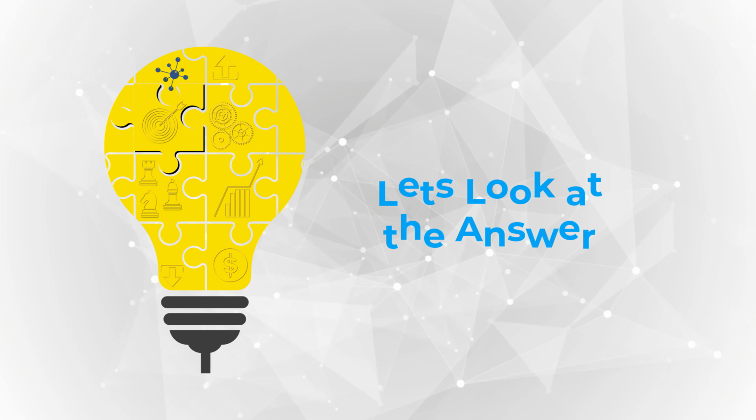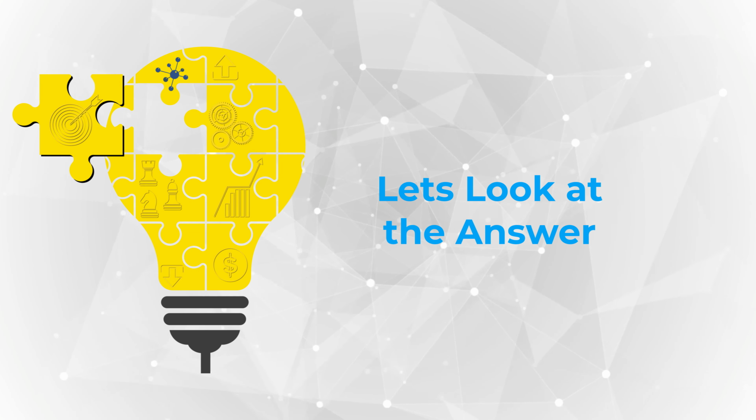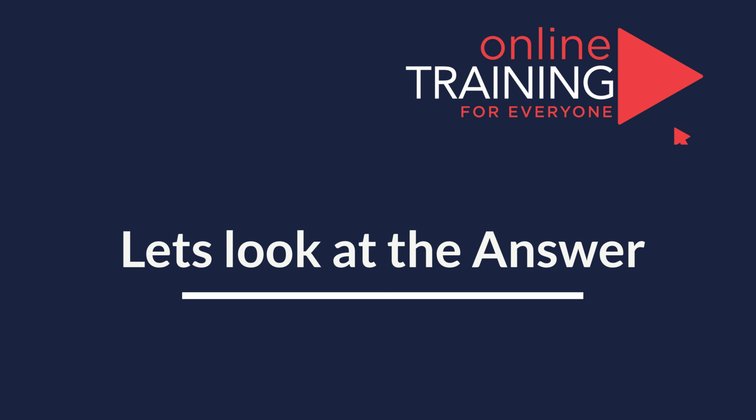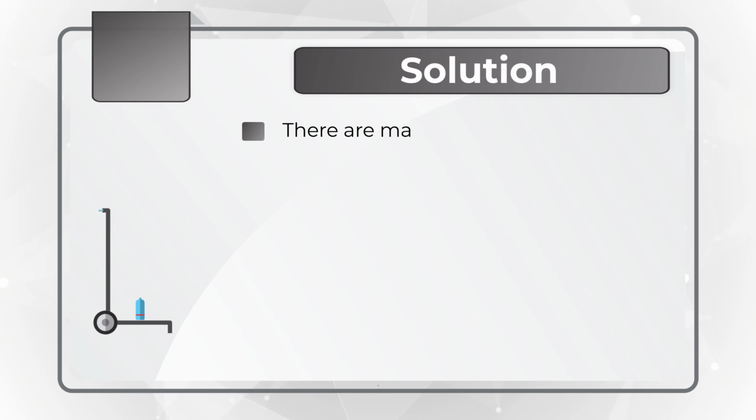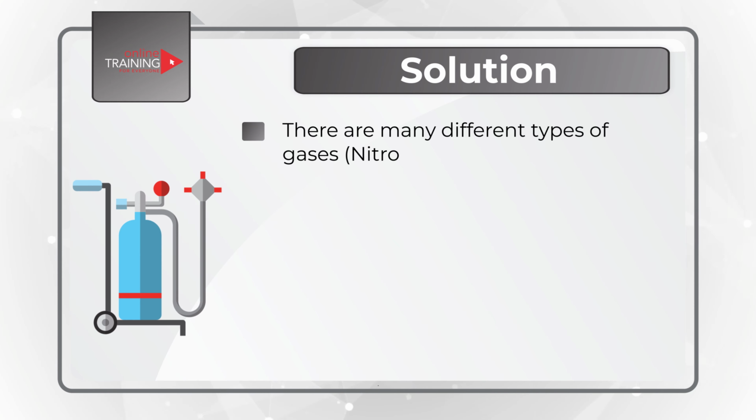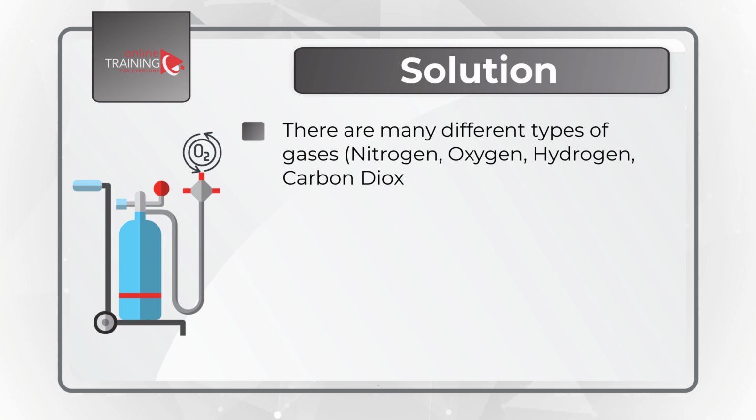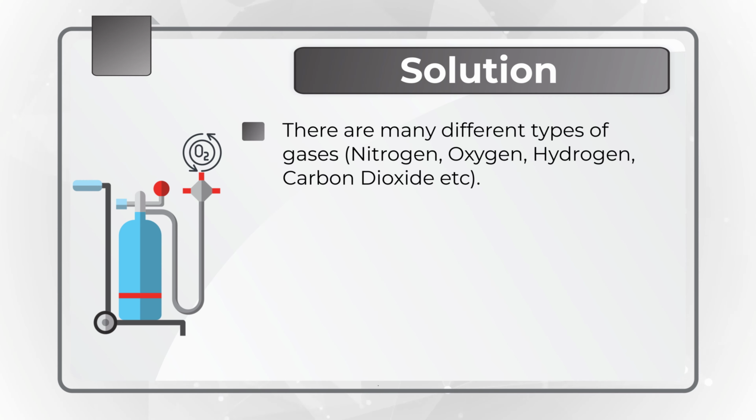Do you see the answer? The question is definitely worded very tricky, but the answer is very obvious. Let's look into details. Obviously, there are many different types of gases. For example, nitrogen, oxygen, hydrogen, carbon dioxide, and a lot of others.